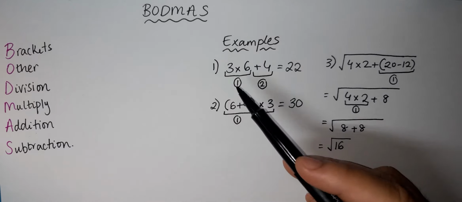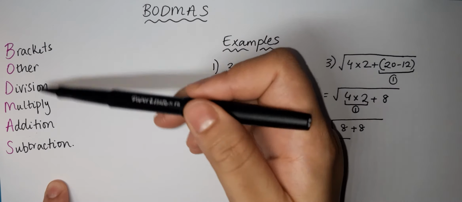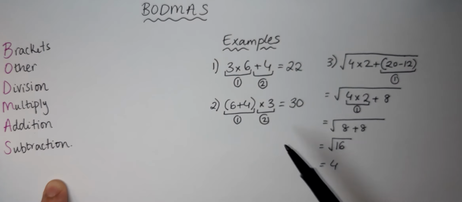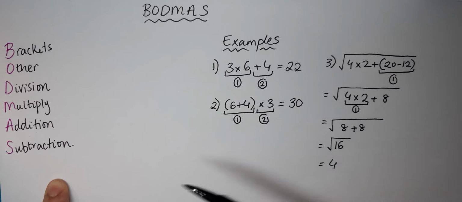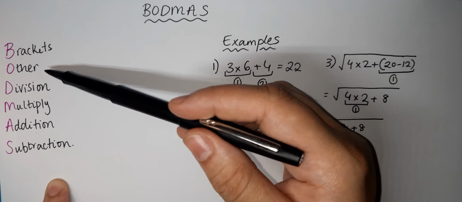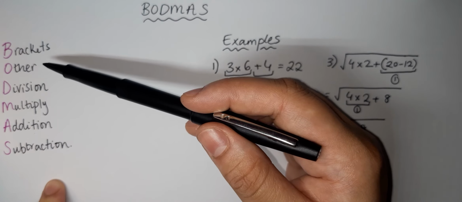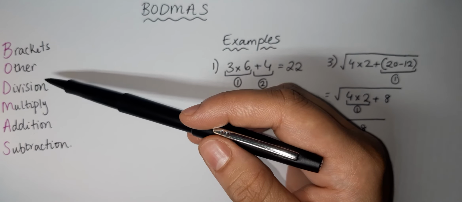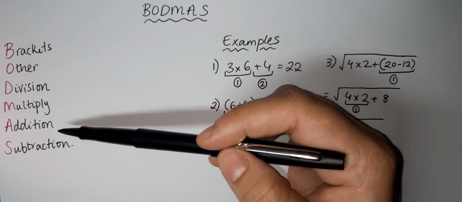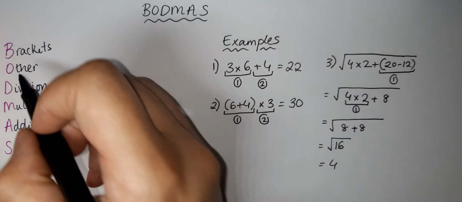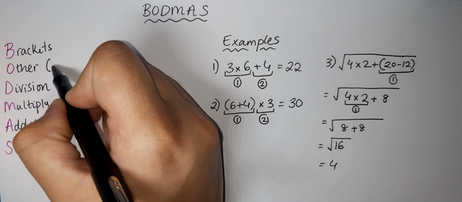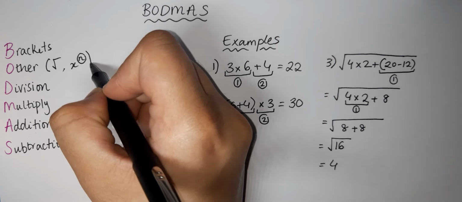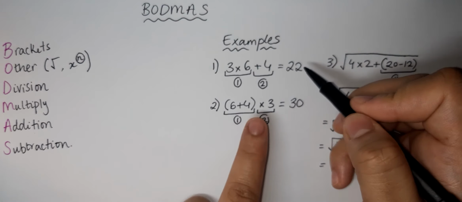Just to recap, we've gone through in this video what BODMAS stands for. So this is the method that we follow to work out any questions that we get like this. So B is for brackets, O is for other. These include square roots, indices, anything in that section. Division, then multiplication, then addition, then subtraction. Let me just write here in brackets, we've got square roots, or we've got something to the power. So the power is the other. There we go. And then here we've got examples.